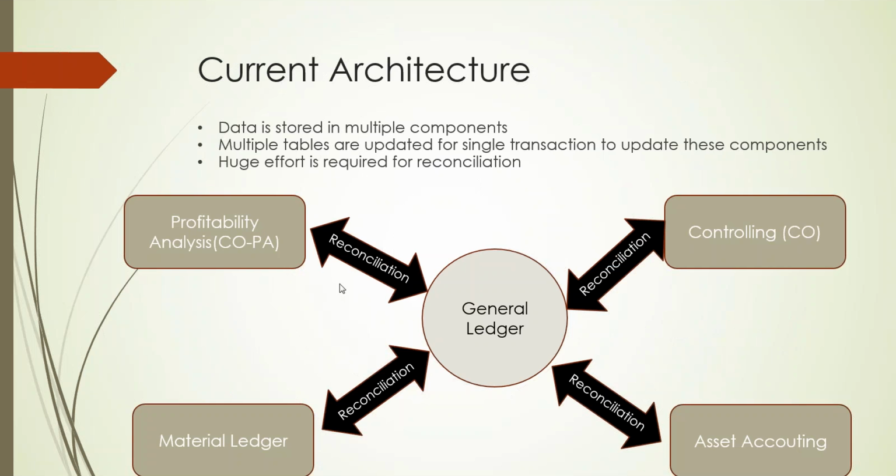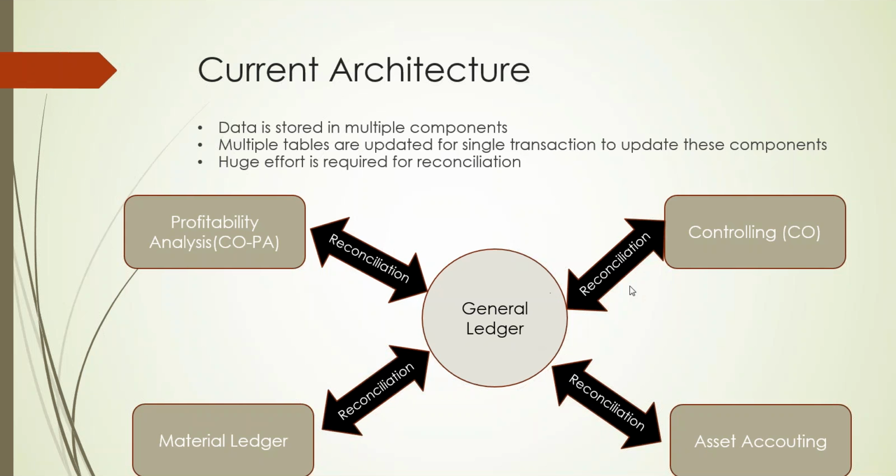You can see here the general ledger is in between. Whatever transactions you do in COPA are updated in the general ledger, but you need to have a tight reconciliation here. Similarly, in material ledger, you need tight reconciliation between material ledger and general ledger. In asset accounting, there are a lot of instances when the asset accounting balance is not matching with your general ledger accounting, and you need to run these reports again and again to make sure it is always reconciled with your general ledger.